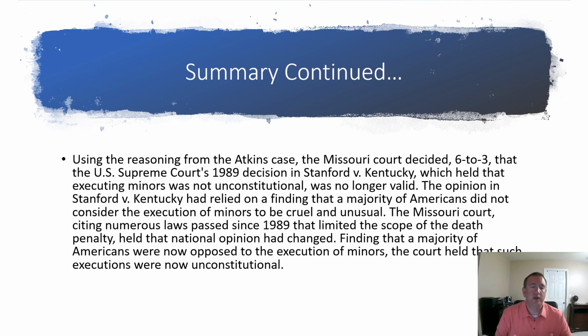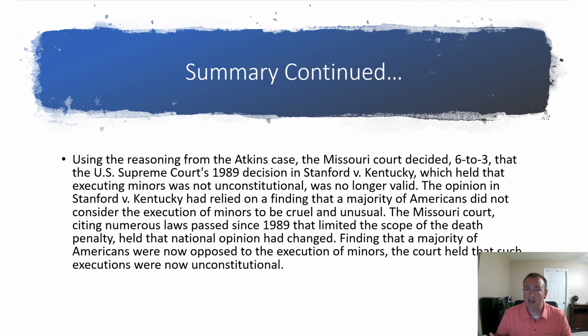Now here's where it gets a little tricky though. Using that reasoning from the Atkins case, the Missouri Supreme Court decided in a 6-3 decision that the U.S. Supreme Court's 1989 decision, now this is the U.S. Supreme Court, not a state, this is the federal court, their decision in Stanford versus Kentucky, which held that executing a minor was not unconstitutional and not cruel, was no longer valid. Okay, so the opinion of Stanford versus Kentucky had relied on the findings that the majority of Americans did not consider the execution of a minor to be cruel and unusual.